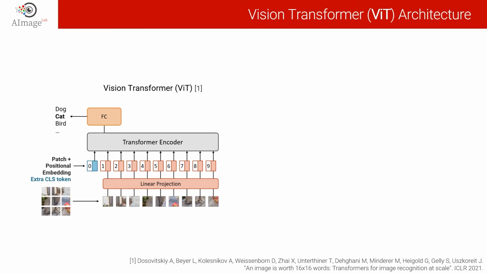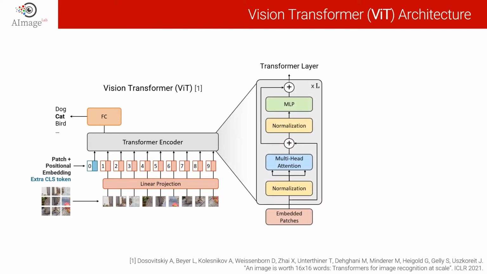The patches extracted from the input image are projected through a linear layer, added with the positional encoding, and concatenated with an additional learnable classification token, used to predict the final output class. At this point, all the patches plus the classification token go through the transformer encoder.